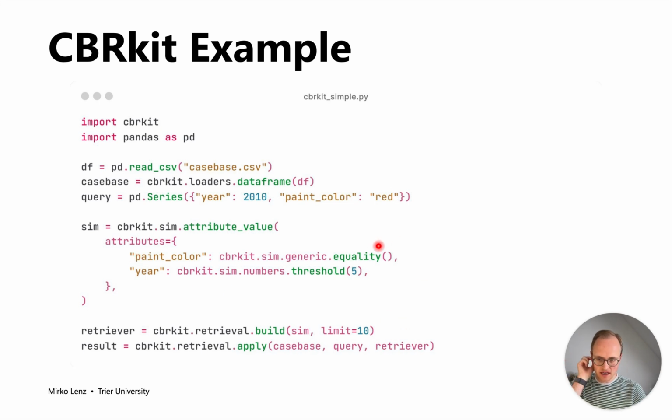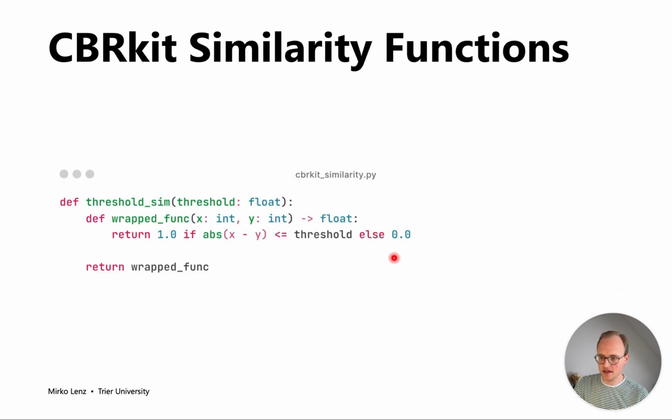Now you see that here the similarity functions are called. So you may think, okay, now we have some value here, but it's not computed across the entire case base. But we use a special pattern in CBRkit. So here on the next slide, you can see that, for instance, the threshold similarity is customizable.